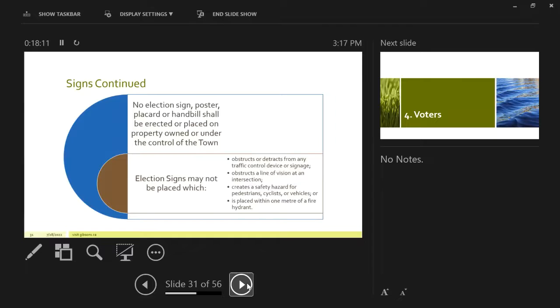So more about signs. No election sign, poster, placard, or handbill shall be erected or placed on property owned or under the control of the town. Signs may not be placed which obstruct or detract from any traffic control device or signage. They can't obstruct a line of vision at an intersection or create a safety hazard for pedestrians, cyclists, or vehicles, and they cannot be placed within 1 meter of a fire hydrant. And it's all in this package.